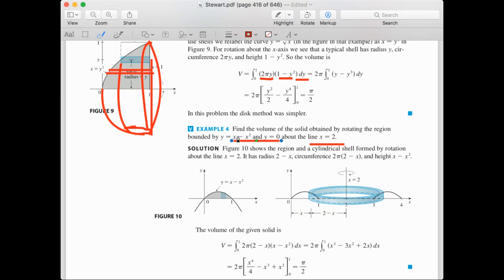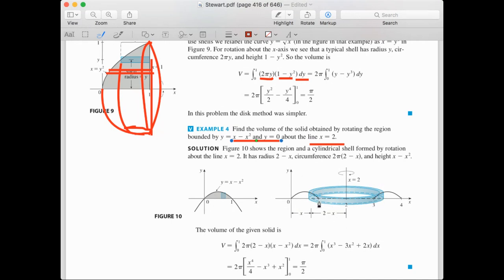Again, we can set these equal to each other, then we get x equals 0 and 1, so from 0 to 1. So we have this piece, right? We want to rotate this piece about x equals 2. Then we see a hollow cylinder this way, because x equals 2 is parallel to y.